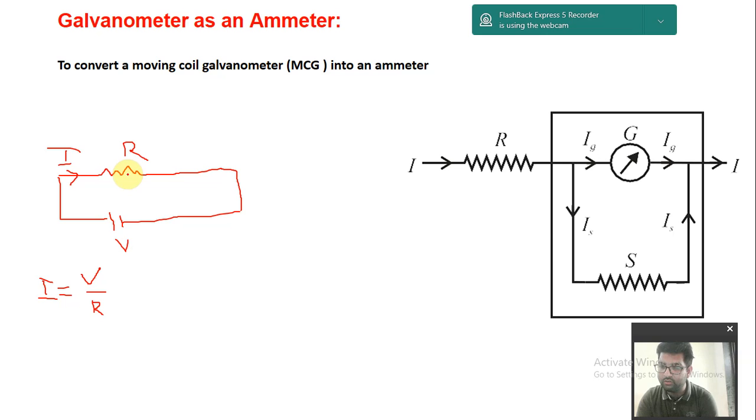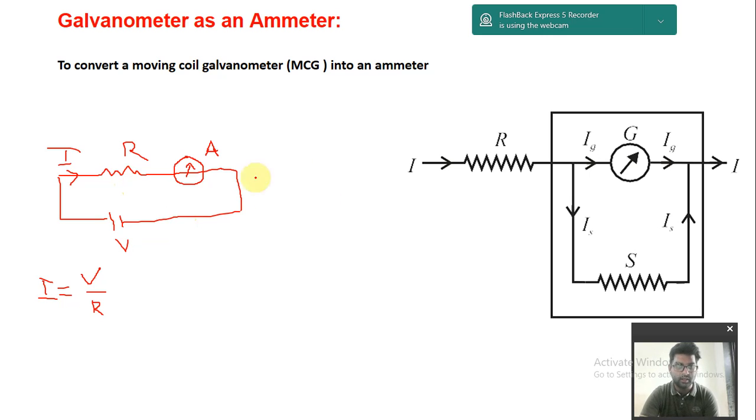But suppose I don't know the value of V or I don't know the value of R, and I want to measure the current that is flowing inside the circuit, then what can I do? I will connect an ammeter here, denoted by A. So an ammeter is connected in series with the circuit, and the current that is passing through this resistance will pass through the ammeter, and then the ammeter will show the reading of the value of current. So the first thing that you note here is that the ammeter has to be connected in series with the circuit.